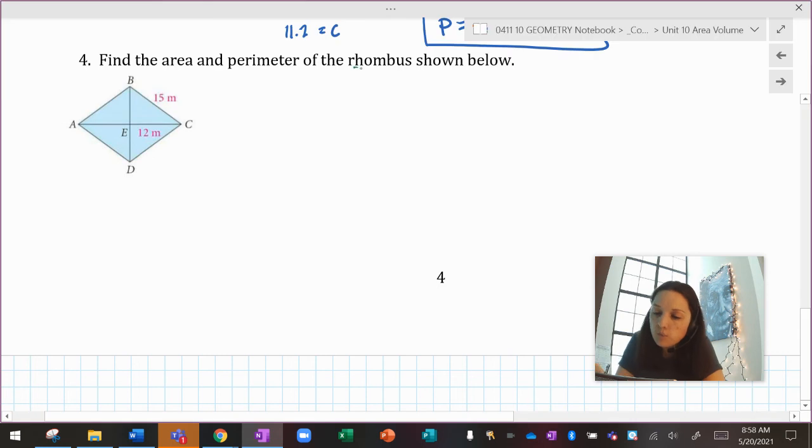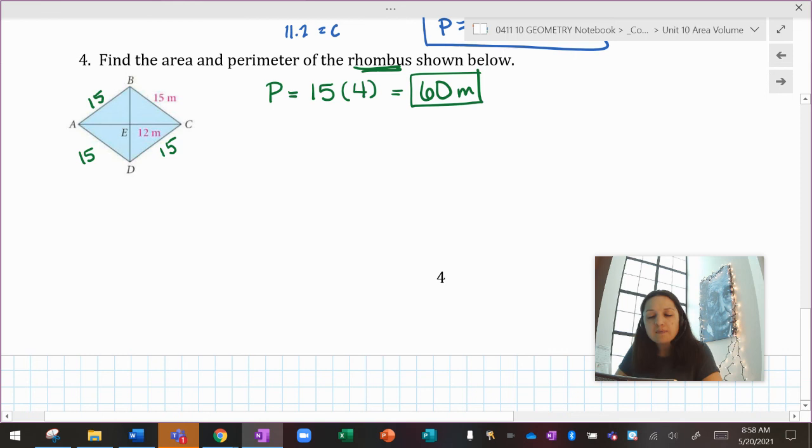Okay, well, if this is a rhombus, I know that all the sides are equal. So for a refreshing change of pace, let's do perimeter first. That's going to be 4 times 15, which is 60 meters. And then if I want the area, I need base times height divided by 2, but I don't know the height. So maybe I can use the diagonals.